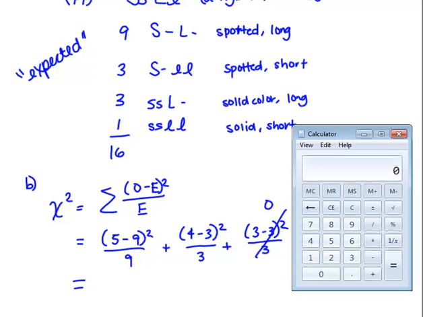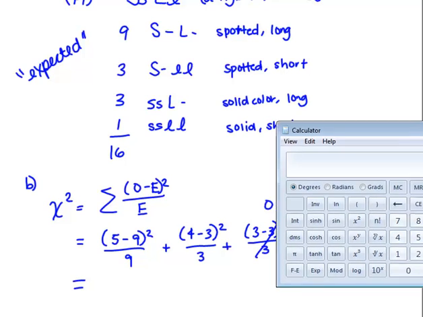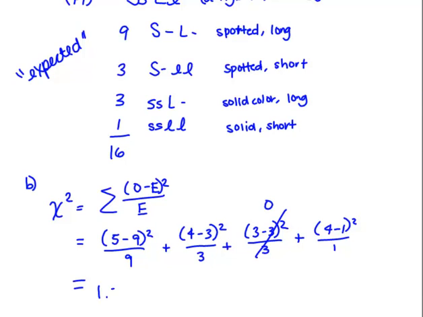We have 5 minus 9 is negative 4. We square that would be positive 16. So 16 over 9 would be 1.777 repeating. Okay. Then 4 minus 3 would be 1. Squared would be 1 over 3 is 0.333 repeating. The third term is 0. And 4 minus 1 is 3. Squared is 9. Divided by 1 is 9.